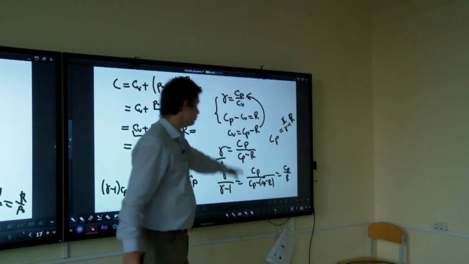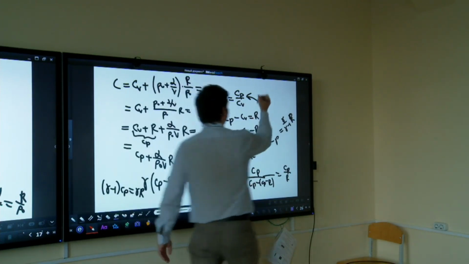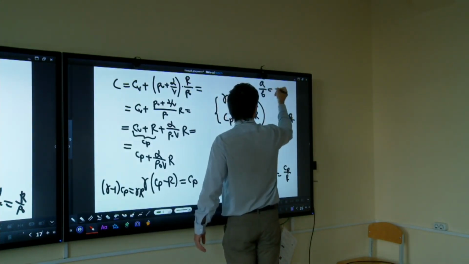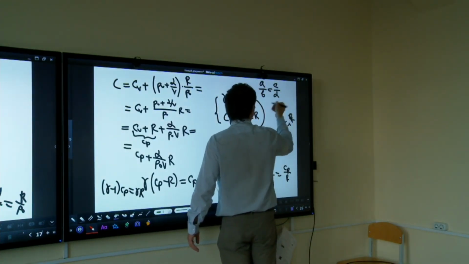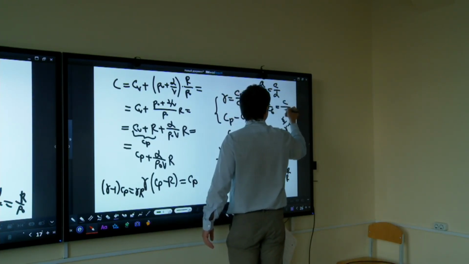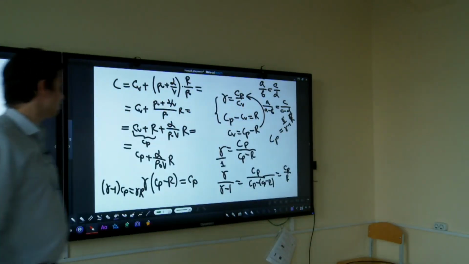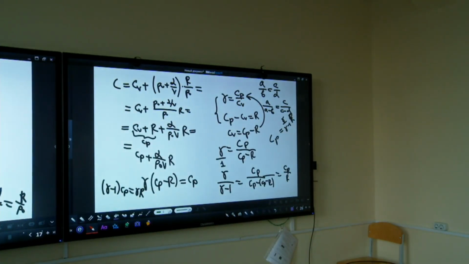What I have used here is the stuff from proportions. So when you have A over B equals C over D, I have used that A over A minus B is C over C minus D. So I can do it in any way you like. So this is a simple equation. That's actually a linear equation.